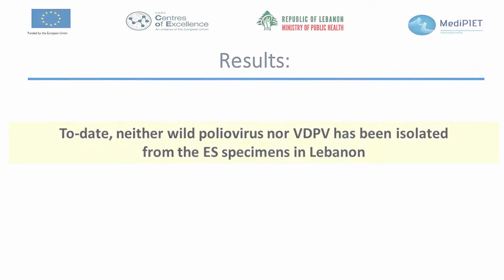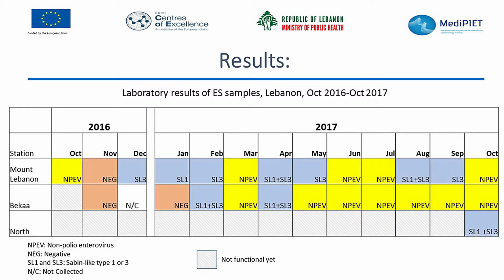To date, neither wild poliovirus nor vaccine-derived virus has been isolated from the environmental surveillance specimens in Lebanon. And as you see in the table here, the majority of the results are non-polio enteroviruses, followed by Sabin-like viruses, whether 1, 3, or both, and around 12% were negative.